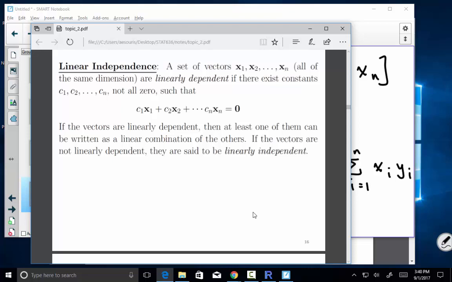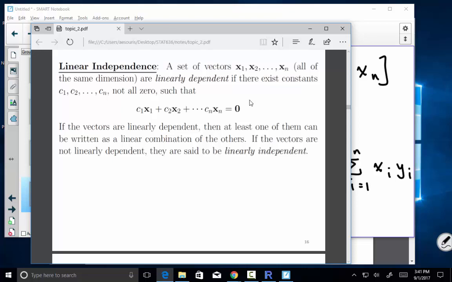So linear independence: x1 through xn are linearly not independent, or in other words, linearly dependent, if there is some collection of constants that are not all 0, such that the linear combination of the x's using those constants equals the 0 vector. May or may not sound intuitive to you. Doesn't usually sound intuitive to me the first few times I see it.